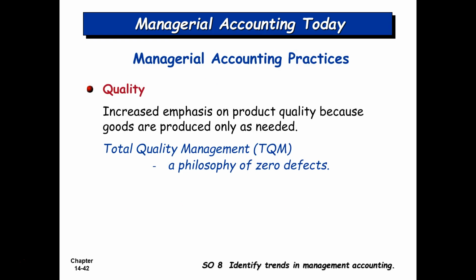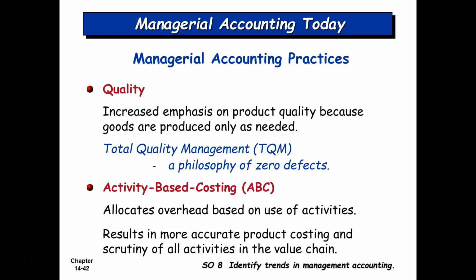Quality, total quality management. We want to have 0 defects. Well, I think it's a nice goal, but I think in today's world, you're always going to have some sort of defect, some sort of spoilage. It's just not feasible to have 100% efficiency. Activity-based costing, again, allocates overhead based on the use of activities. And it results in more accurate product costing and scrutiny of all activities in the value chain.